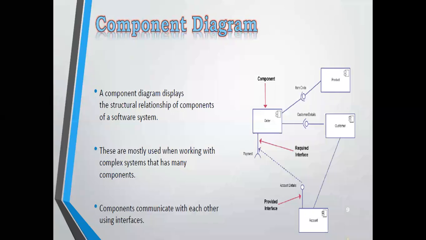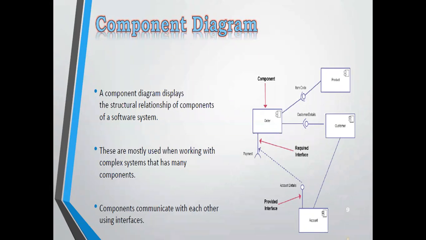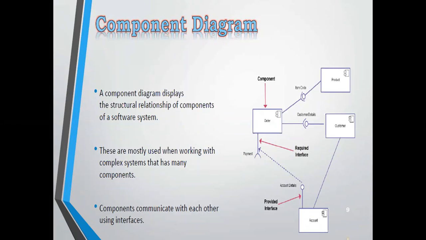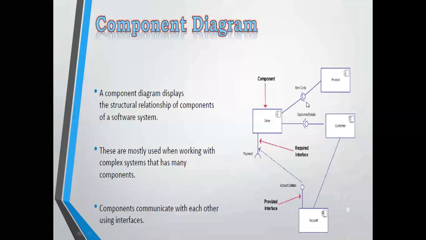Each component includes several packages. In the order component there are several packages. In the product component there are several packages. For customer and accounts also there are several packages. Components communicate with each other through interfaces. Here you can see both components are communicating through some interfaces. Okay, this is the way we can communicate between components.